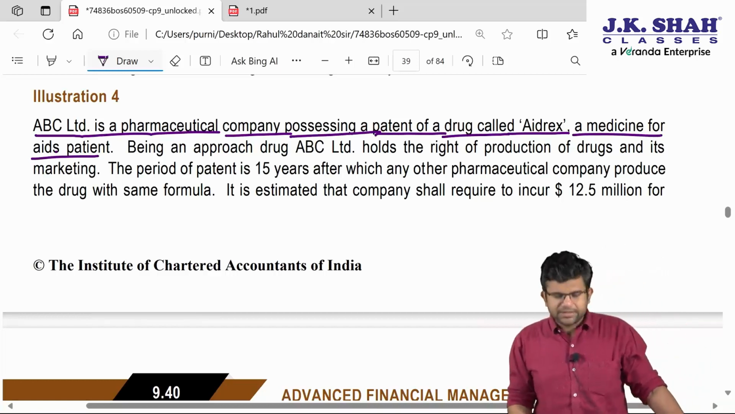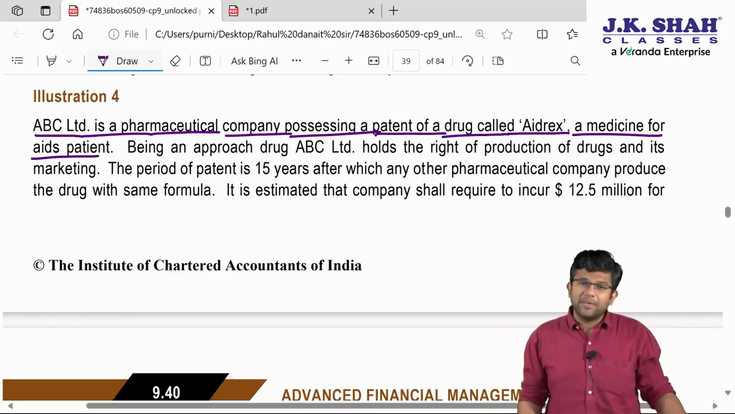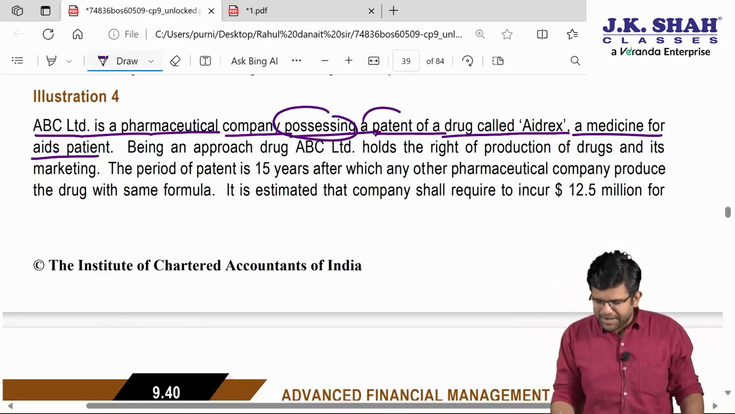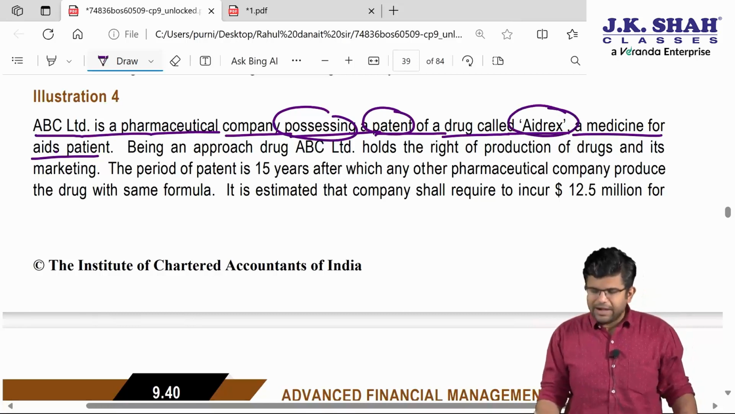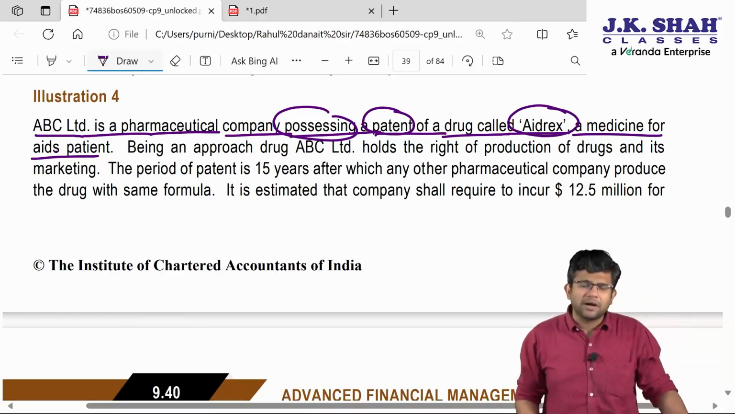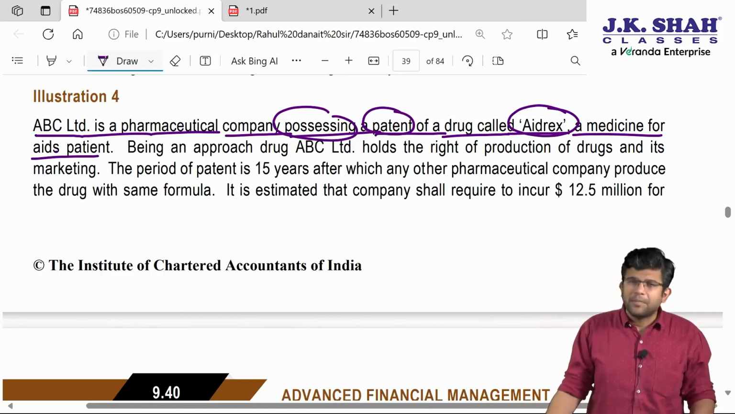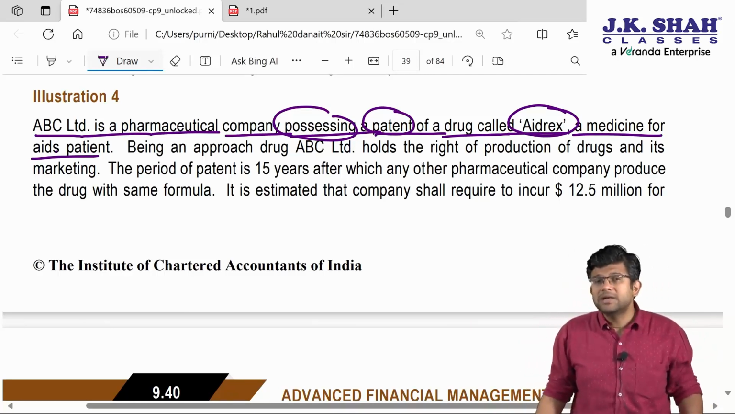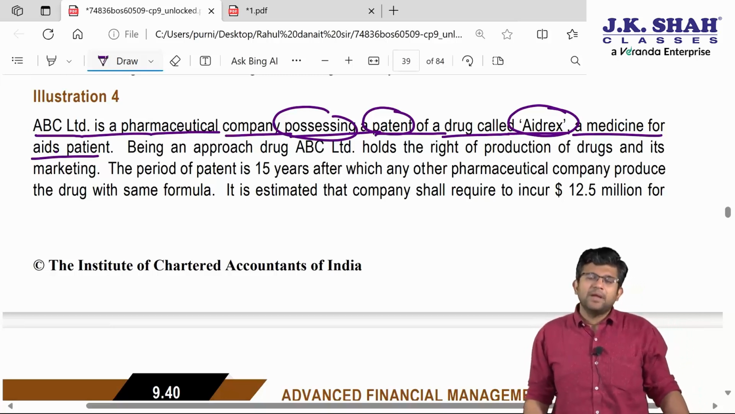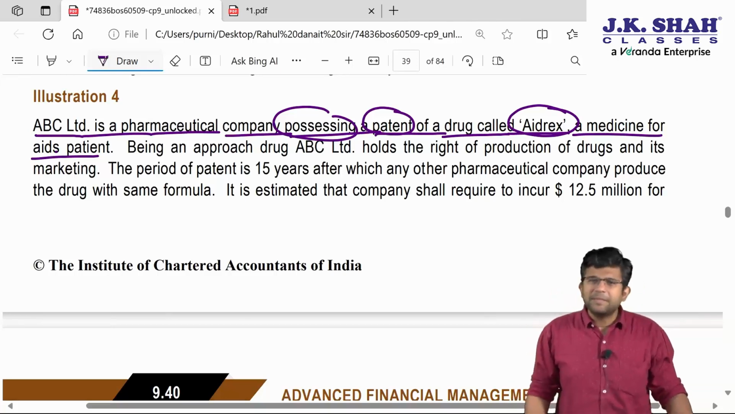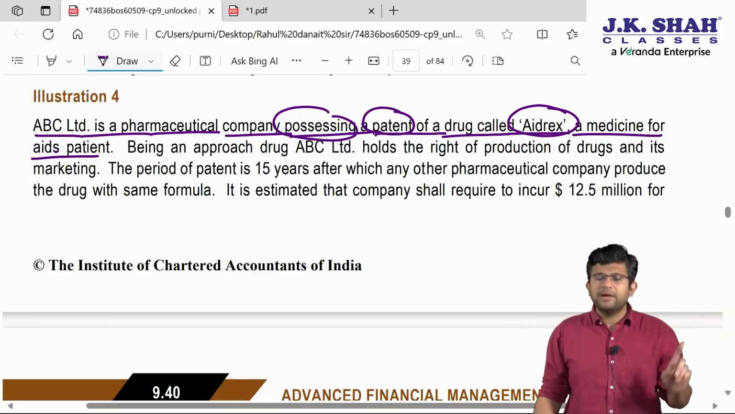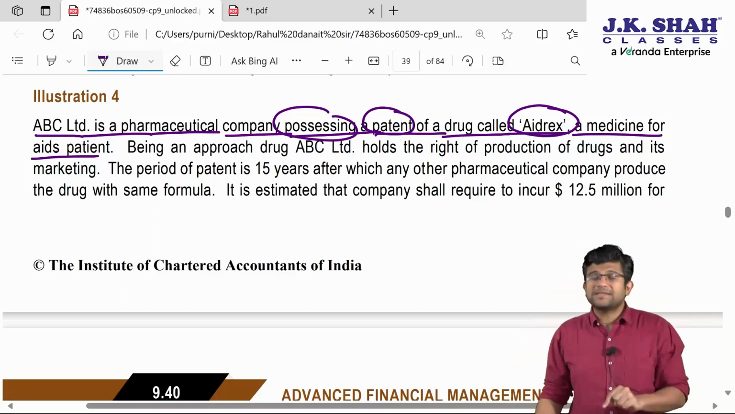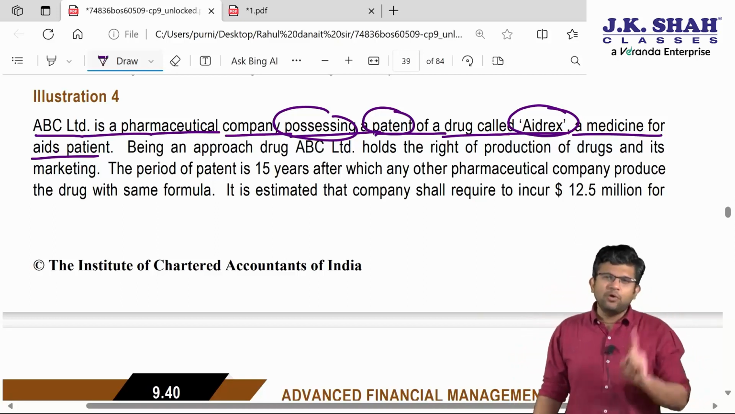Okay, so there is this company called ABC. It's a pharma company, and what does it have? It possesses a patent of a drug called Edrex. So this particular company can produce, can manufacture this drug, and it holds the patent for the same. Now what does this mean? This means that no other company in the world has the right to manufacture this drug. Only this company has the right to manufacture this drug.